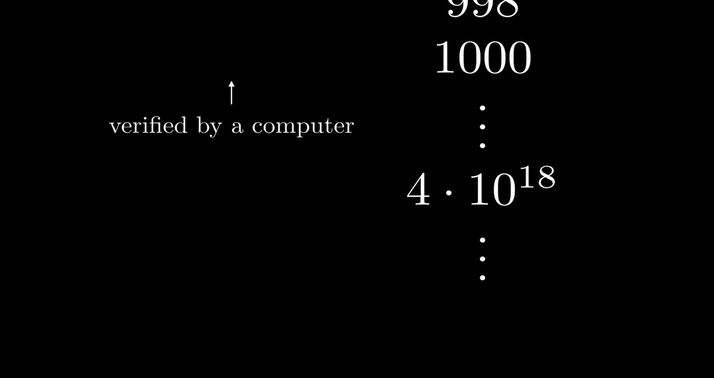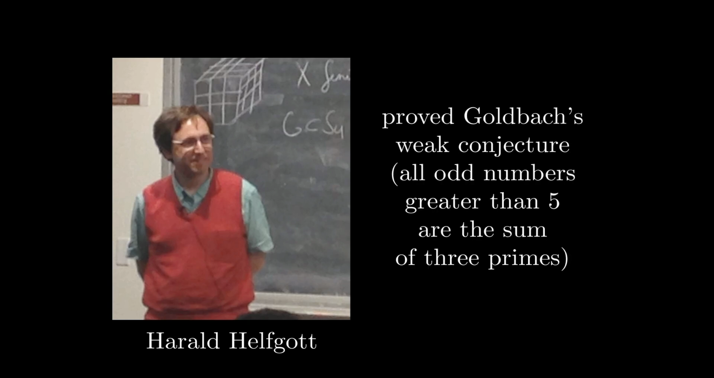And that's a lot of even numbers, but remember, this is not enough to prove Goldbach's conjecture, because we have no idea if there are any counterexamples greater than 4 times 10 to the 18 that exist. Nevertheless, there's been a lot of work trying to get closer to proving or disproving Goldbach's conjecture. For example, in 2013, a mathematician named Harold Helfgott released his proof of a related conjecture called Goldbach's weak conjecture, which states that all odd numbers greater than 5 can be written as the sum of 3 primes, and his proof is currently in the review process.